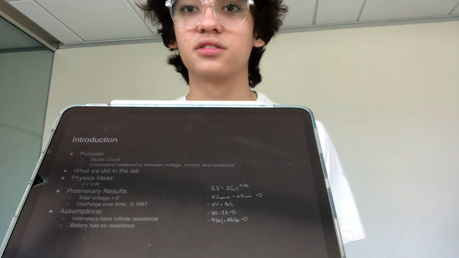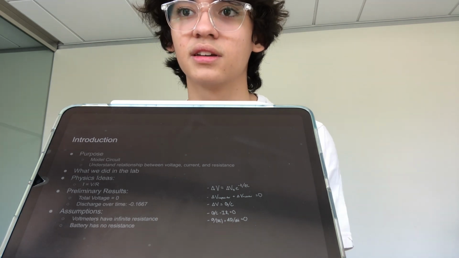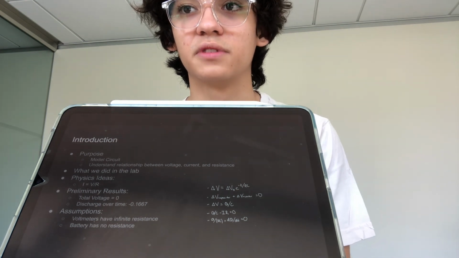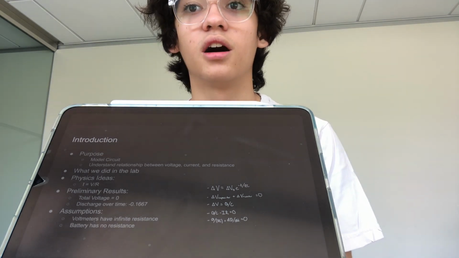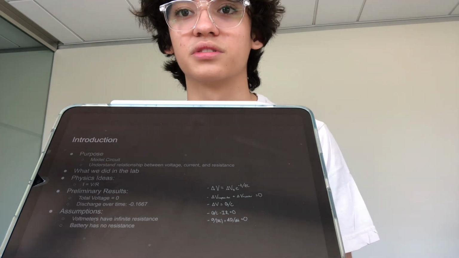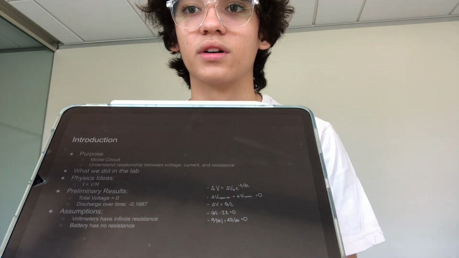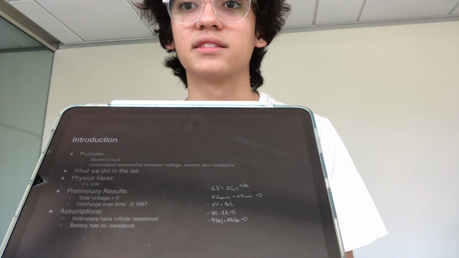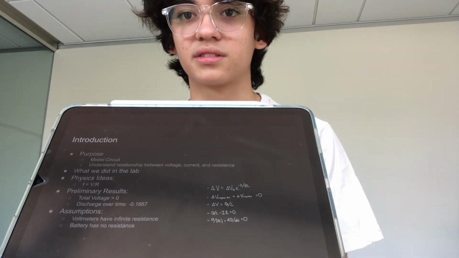The physics ideas used are that the current is equal to the voltage divided by the resistance, and that delta V is equal to delta V naught times e to the negative t over RC. The preliminary results were that the total voltage around the entire circuit was equal to 0, and the discharge over time was negative 0.1667. Our assumptions were that the voltmeter has infinite resistance in the simulation and that the battery has no resistance in the simulation.